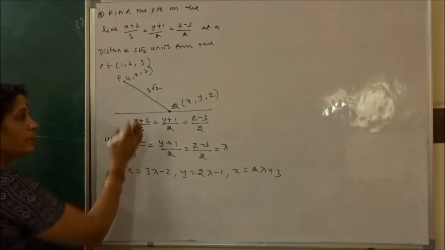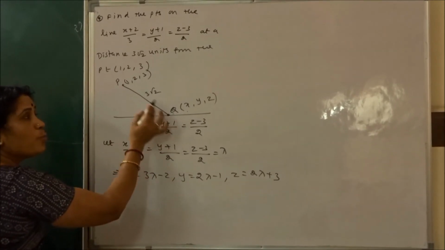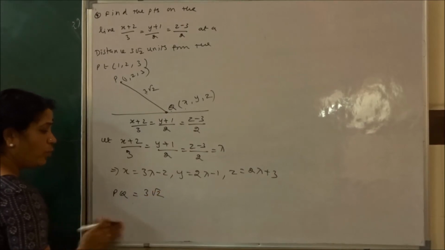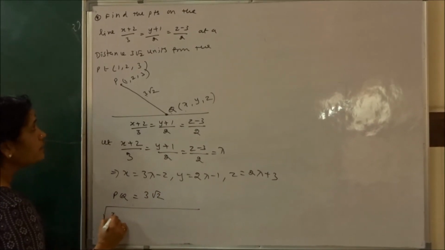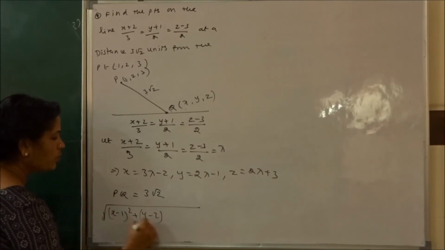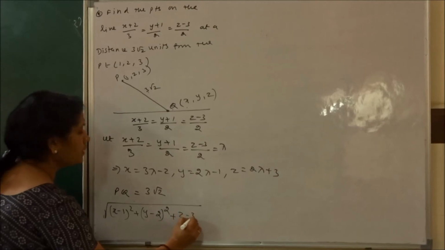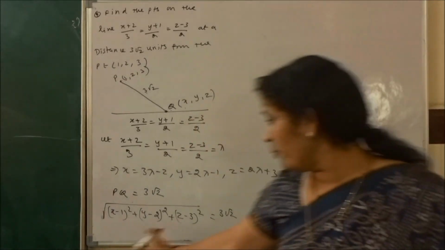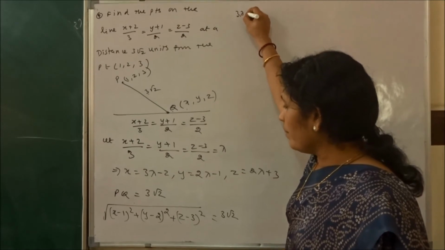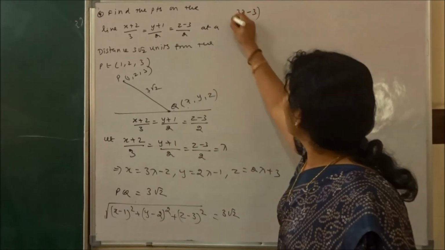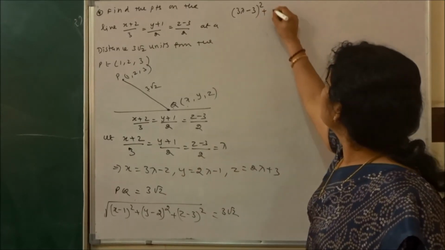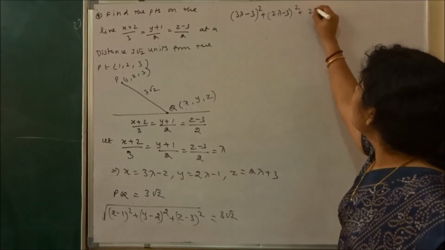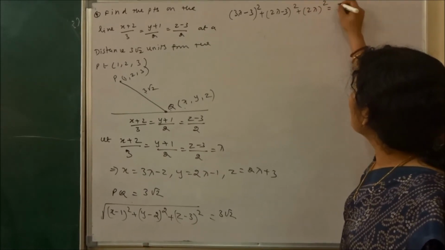Clear? Now what I am doing here: you got this point. Now the distance between these 2 points is 3 root 2, using the distance formula. So I am writing PQ equals what they have given, 3 root 2. You know how to find PQ: under root of (x minus 1) whole square plus (y minus 2) whole square plus (z minus 3) whole square, that is equal to 3 root 2. Squaring on both sides, we put the values of x, y, z here. So (3 lambda minus 2 minus 1), that is (3 lambda minus 3) whole square, plus (2 lambda minus 1 minus 2), that is (2 lambda minus 3) whole square, and then for z, the 3 cancels, so (2 lambda) whole square. I am squaring on both sides, 9 into 2, I am getting 18 here.